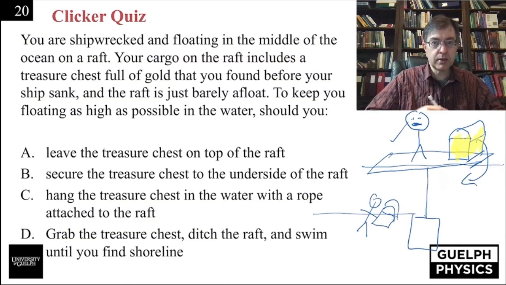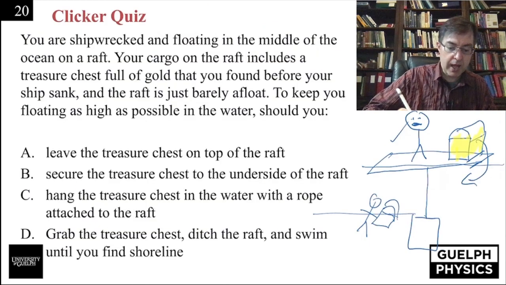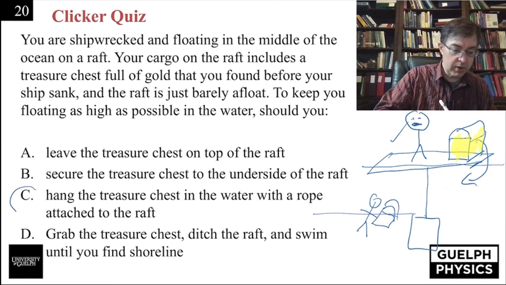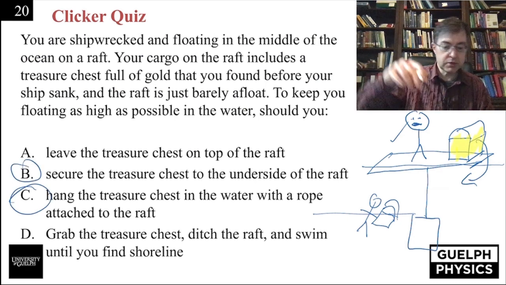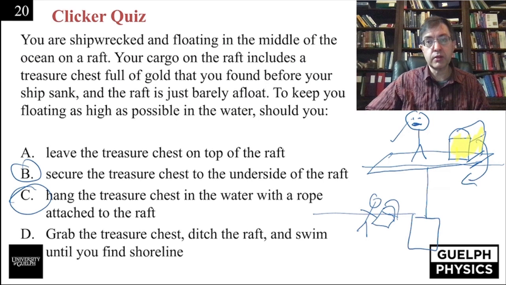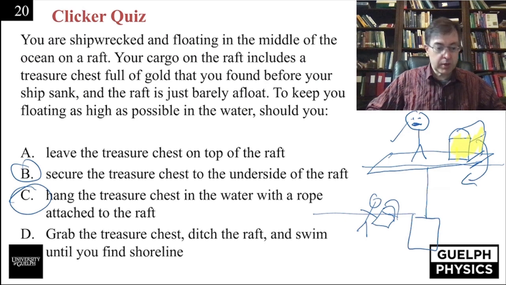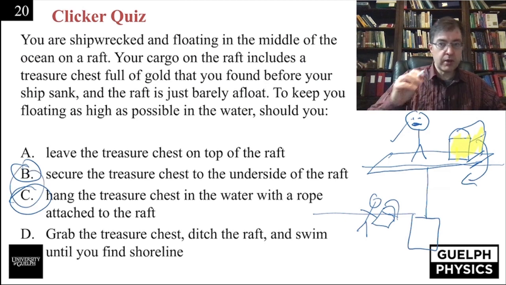And so going back to the original question, this will happen either when you do what we just did, or even if you were to secure the chest on the underside of the raft. You displace the same volume of water as the chest, which would lead to the same buoyancy force up. It wouldn't be transmitted by a rope, it would be transmitted by a normal force, okay? So either of these, B or C, is better than A.